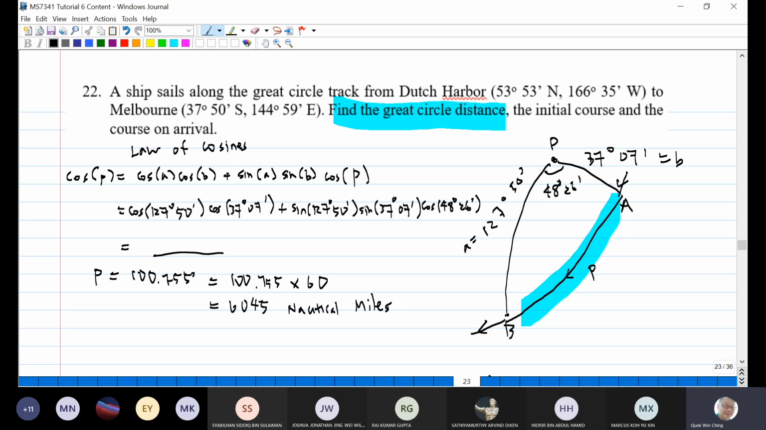So that finishes the first part: the great circle distance between two points A and B. Let me WhatsApp this to you.